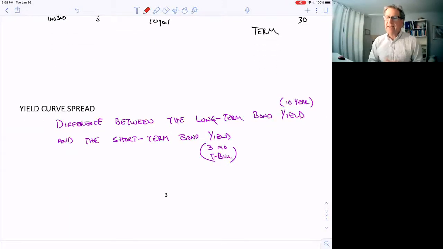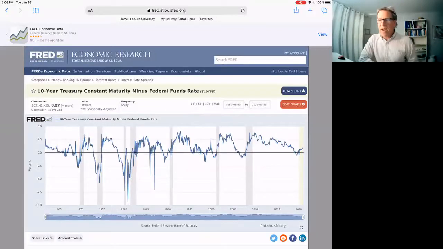And if it's negative, then that would be a signal that's highly correlated with a recession occurring in the next year, or maybe 2. I'll show you a graph. Okay, here's a graph of the yield curve spread going back to 1960.